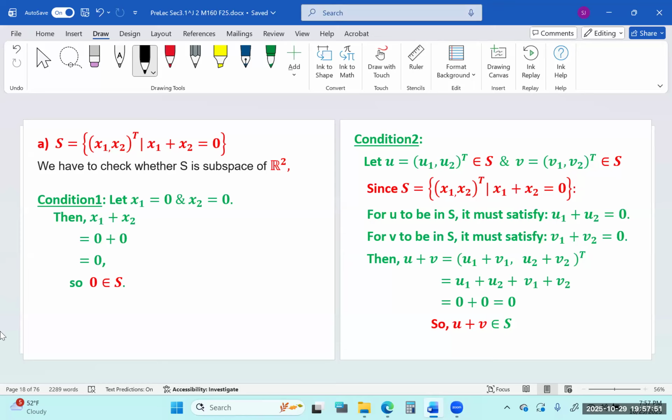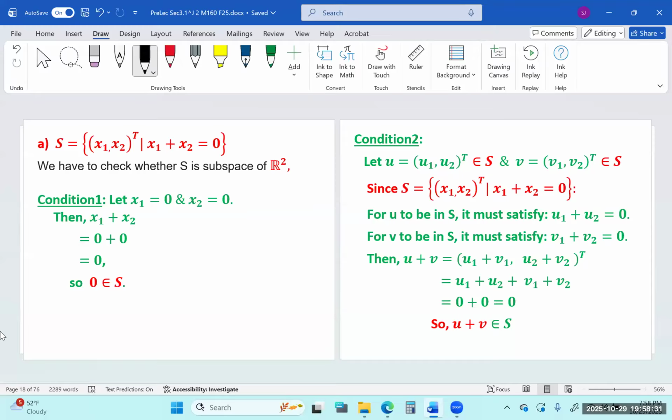So let's add u and v. u is u1, u2, v is v1, v2. If you add them, you get u1 plus v1, u2 plus v2. So these are new vectors. Now this set says, if we add the two components of a vector, the sum is 0. So u1 plus u2 is 0, v1 plus v2 is also 0. So the sum is 0.